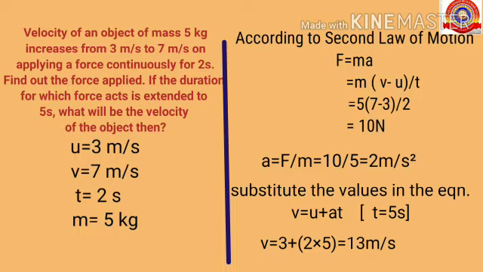Next, we are going to find out the velocity of the object when the time extends to 5 seconds. For that, first we have to find out the acceleration from the same equation F equals ma. Then the equation changes to a equals F by m, that is 10 by 5 equals 2 meter per second square. Substitute the values in the equation v equals u plus at. We will get the answer 13 meter per second. Here time is taken as 5 seconds. So, this is the velocity here.